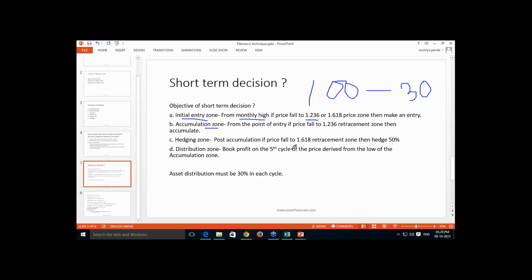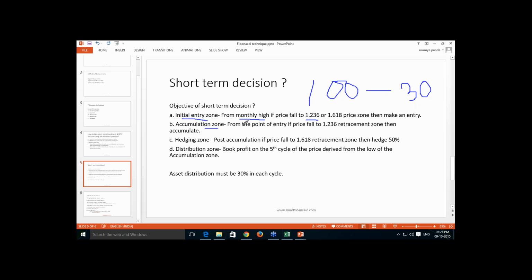This is the initial entry zone, wherein you deploy your money for a short-term investment objective. You are a value investor, not a growth investor. Once your 30% investment is done at a great correction, a 1.236 to 1.618 retracement, whenever it happens the bounce back will not be very sharp. In a few exceptional cases you can have a sharp bounce back, but otherwise more probably the price will fall further, and you may end up in an accumulation zone.